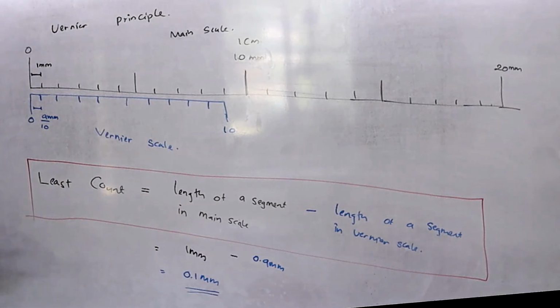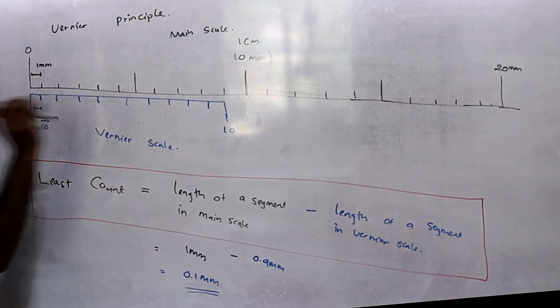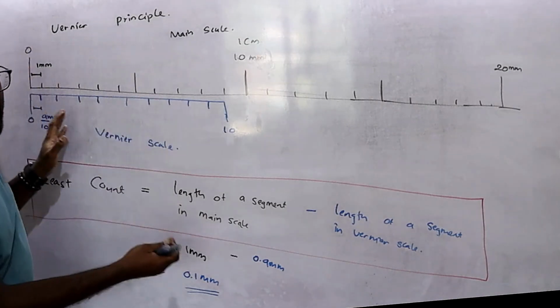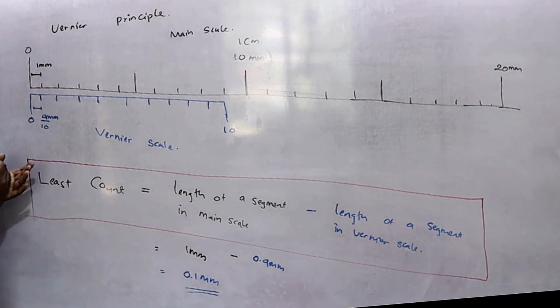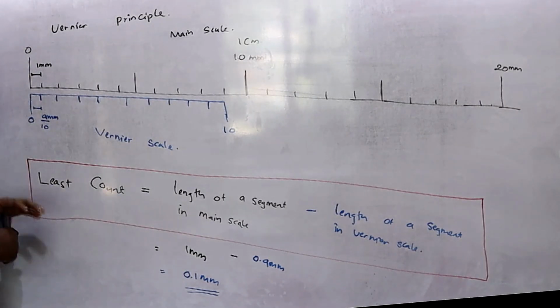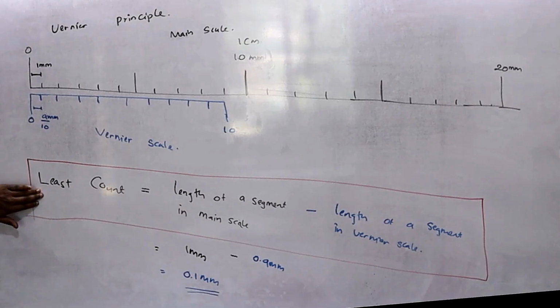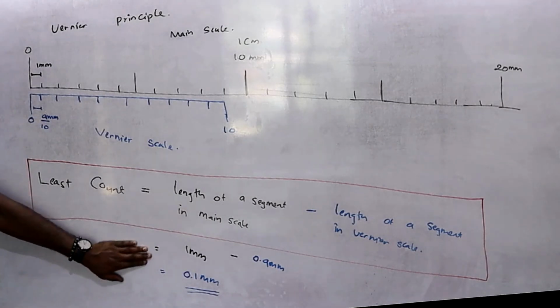Later on, we'll figure out how we can embed this vernier principle into a measuring device, and that is the vernier caliper, right? And before that, we'll learn about the vernier principle much more. Okay, so let's write this, and we can calculate the least count.